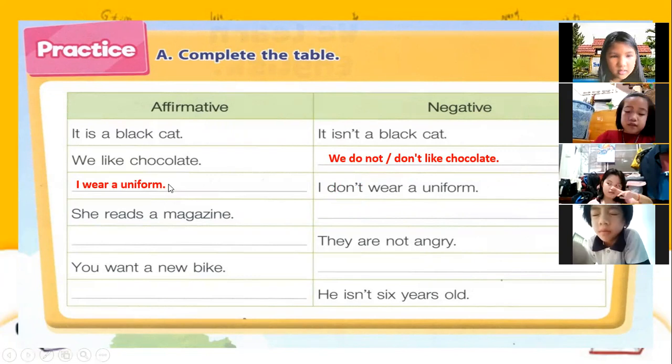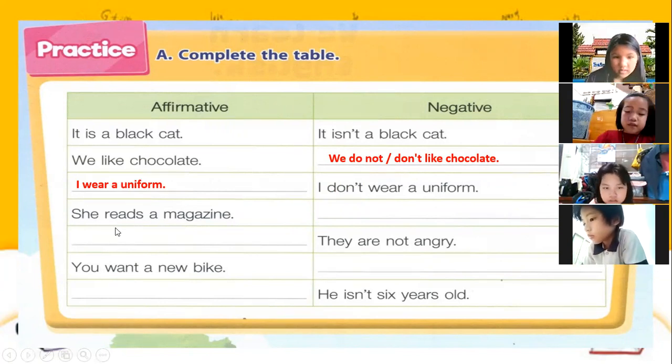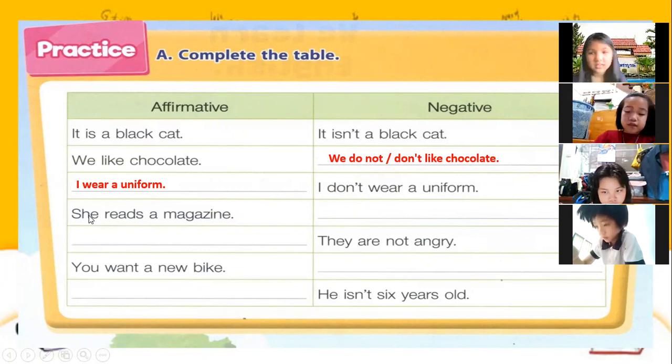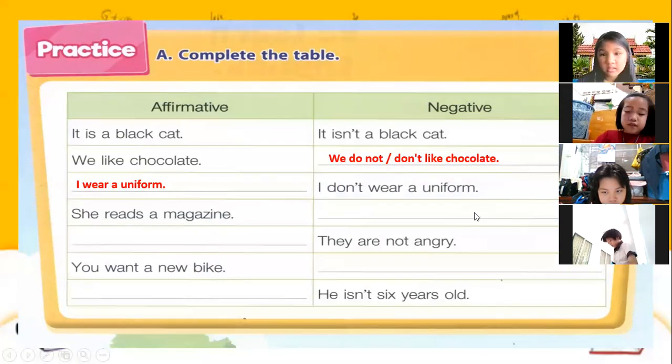Now, similar to that, we have an affirmative sentence: She reads a magazine. She is the subject, reads is the verb, and magazine is the object, right? So what will be the negative sentence? Let me ask.